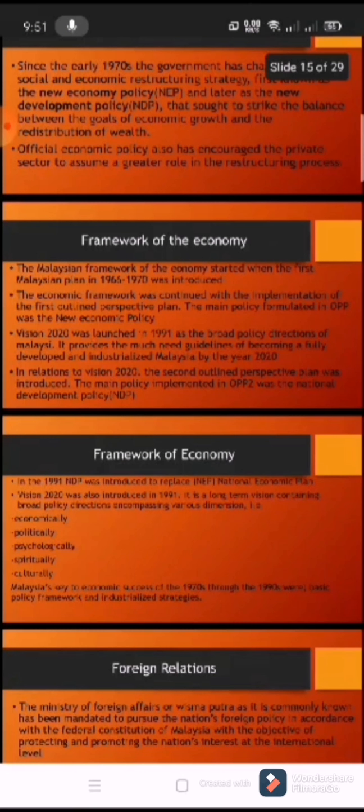Framework of the economy. The Malaysian framework of the economy started when the first Malaysian Plan, 1966 to 1970, was introduced. The economic framework was continued with the implementation of the first Outline Perspective Plan. The main policy formulated in the OPP was the New Economic Policy. Vision 2020 was launched in 1991 as the broad policy direction of Malaysia. It provides the much-needed guidelines for becoming a fully developed and industrialized Malaysia by the year 2020.